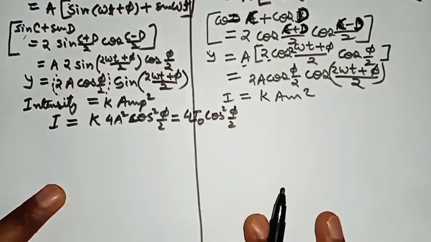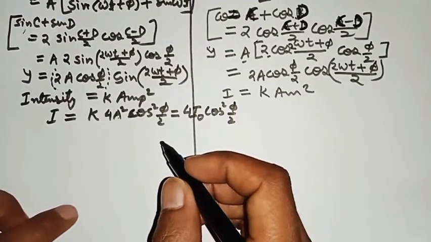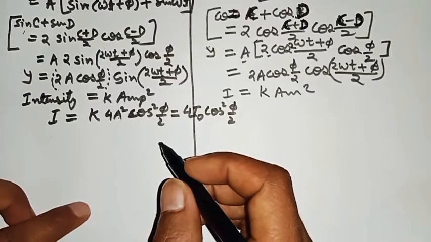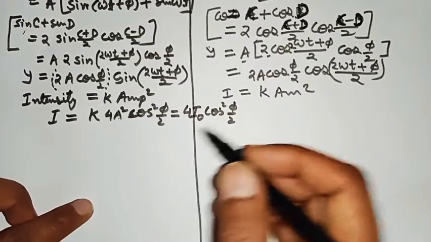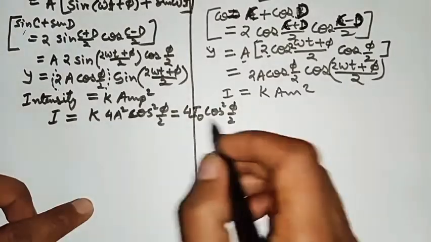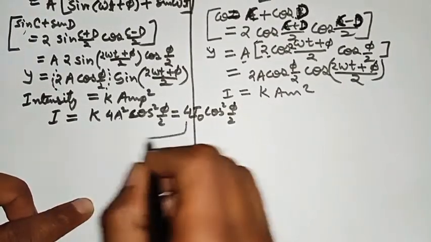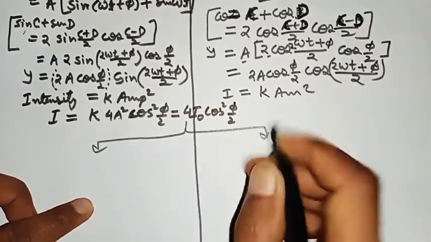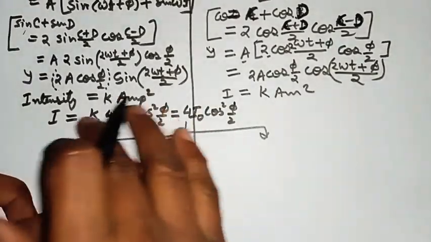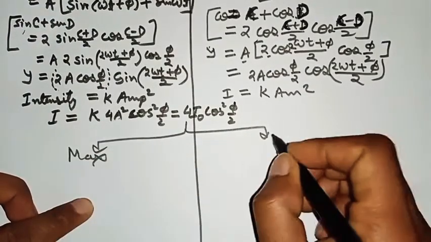So actually, we are interested to design something by which we can find when we will get maximum intensity and when we will get minimum intensity. So here, this intensity depends upon this phi. All right, this line doesn't matter now. It is the classification for this part, for maximum intensity, for minimum intensity.